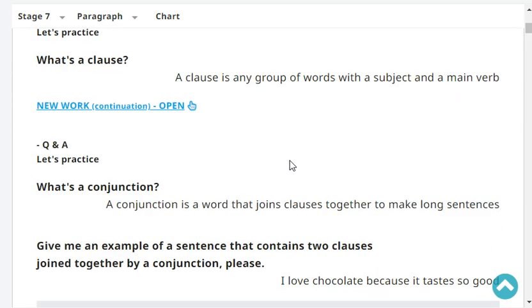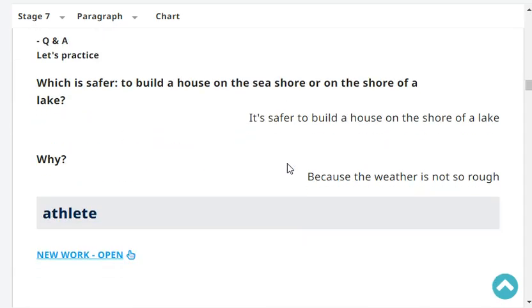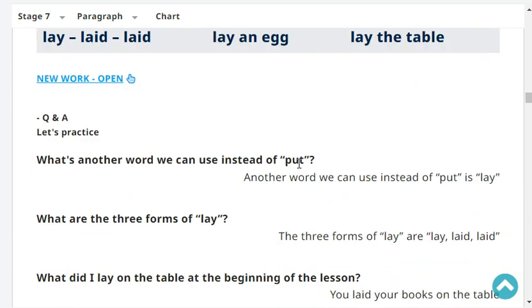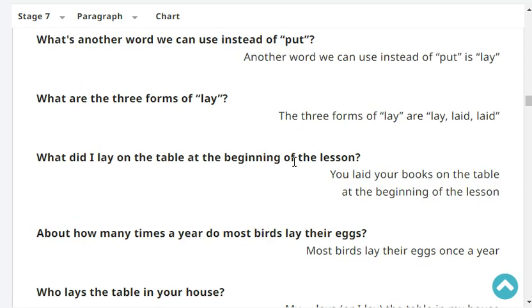Okay, so let's start with revision. Ready? Here we go. What's another word we can use instead of put? Another word we can use instead of put is lay. What are the three forms of lay? The three forms of lay are lay, laid, laid.